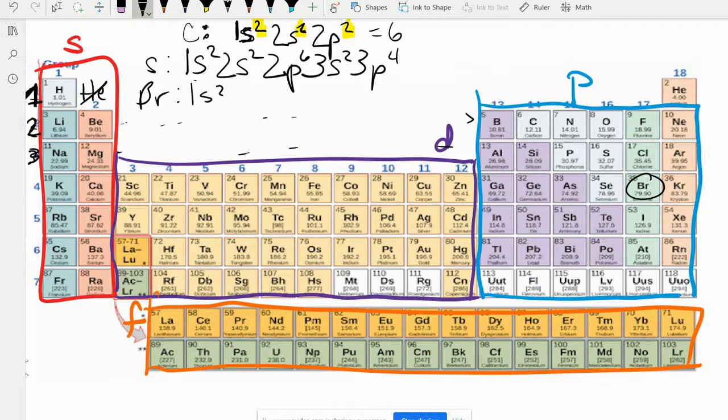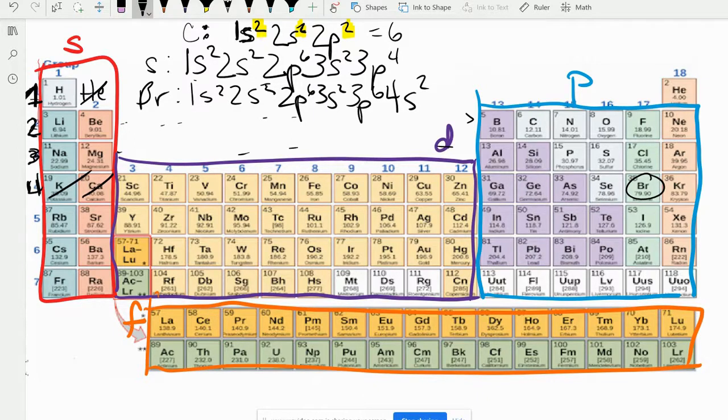1s2, 2s2, 2p6, 3s2, 3p6. Okay, now we're on the fourth row. So you'd say 4s2.